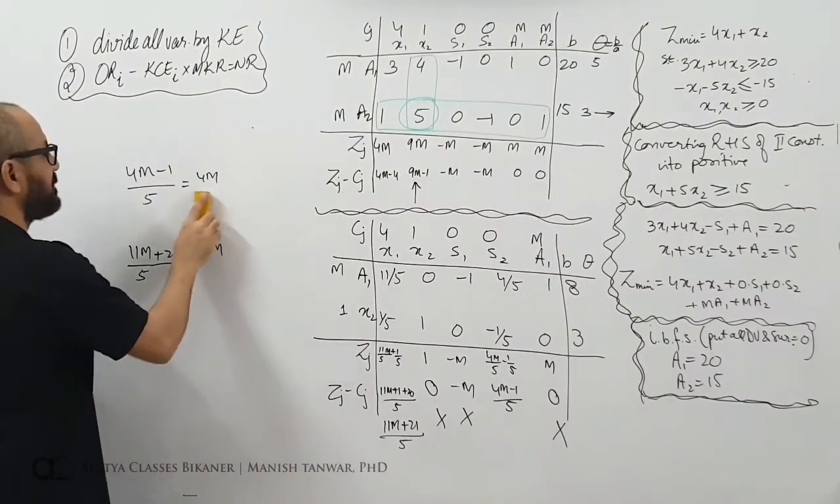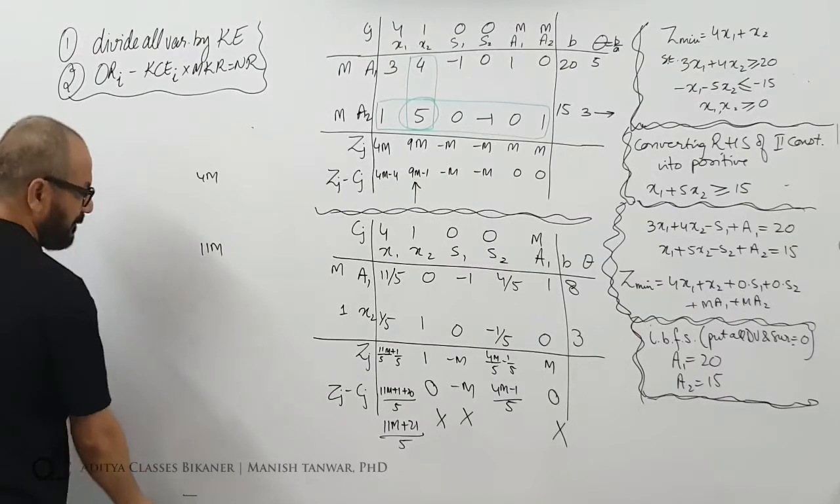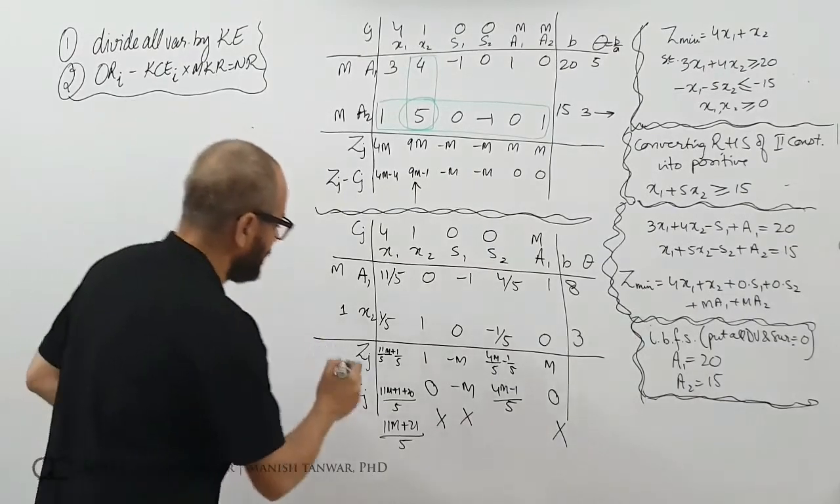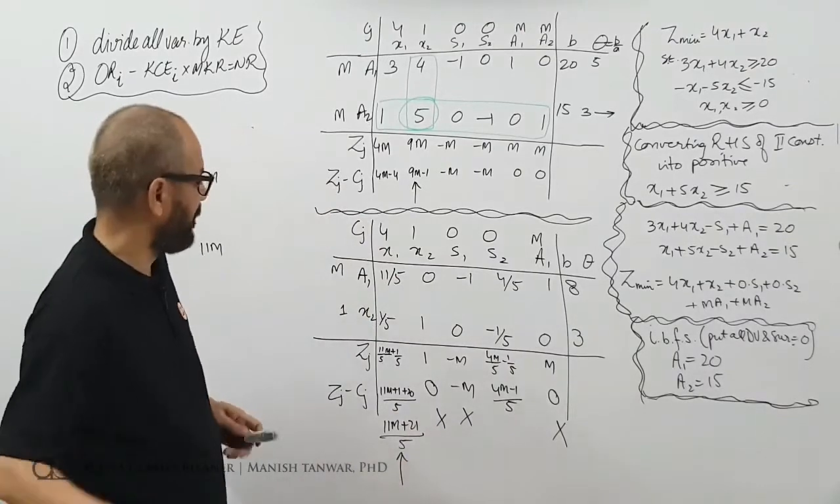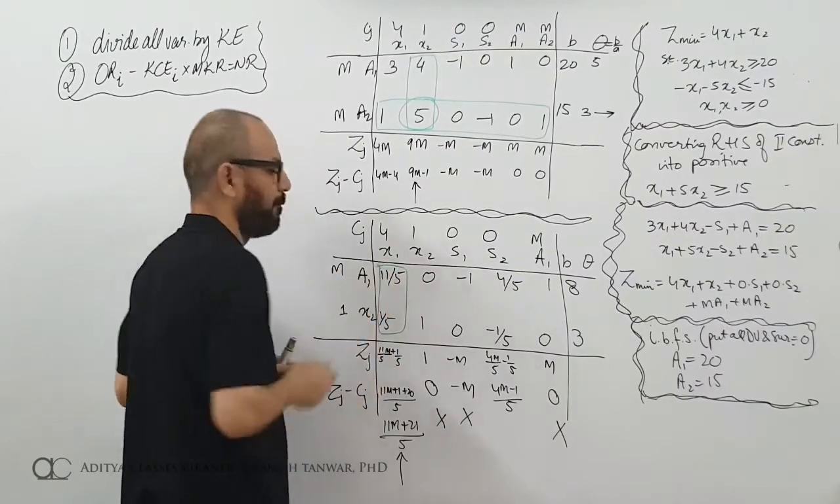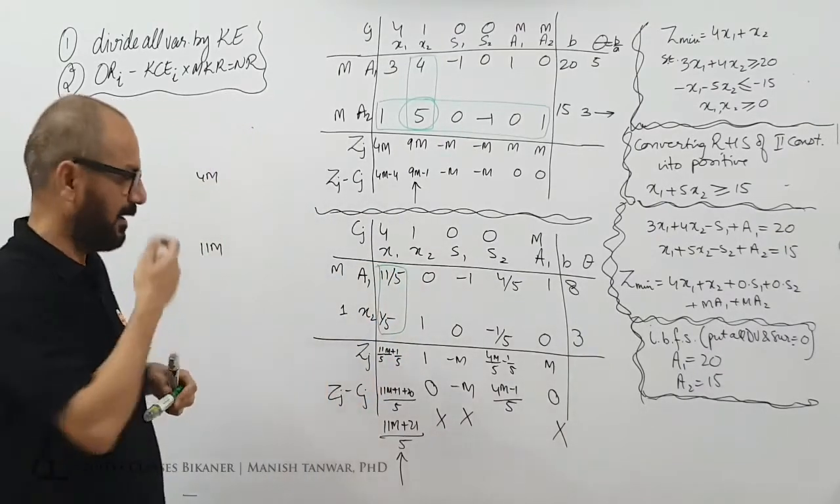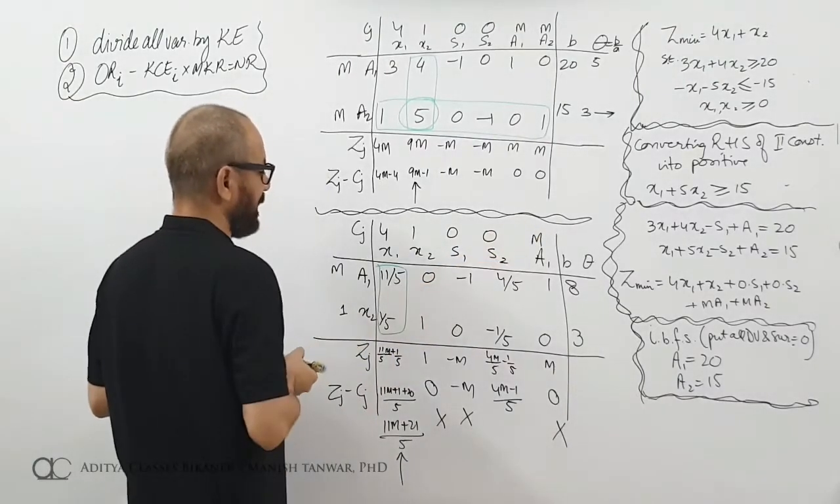If both denominators are same, then base is same. Then who is larger, 4m or 11m? 11m is larger, meaning this is larger. So I have my key column. And what will be my key row? Theta is equal to B by A.